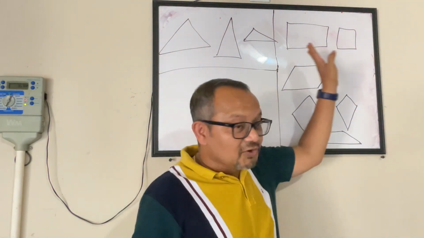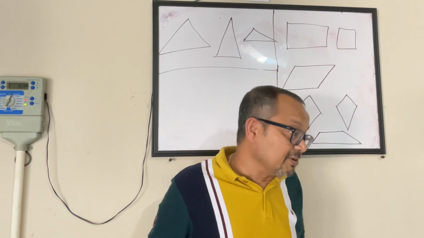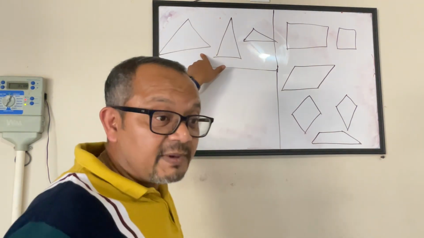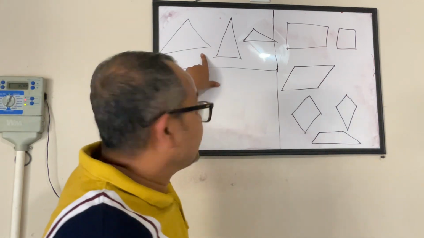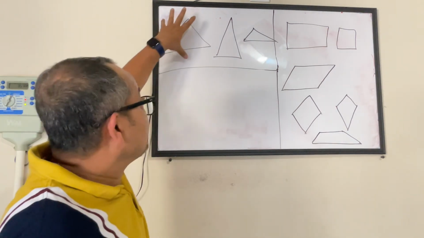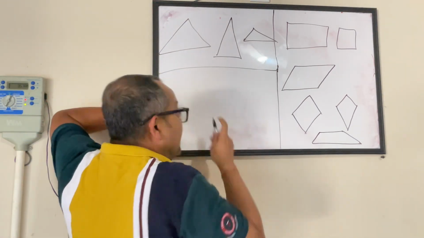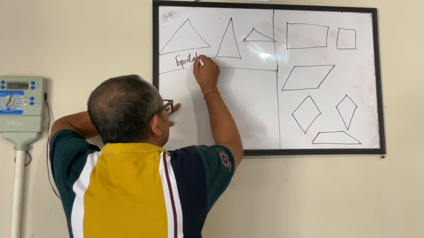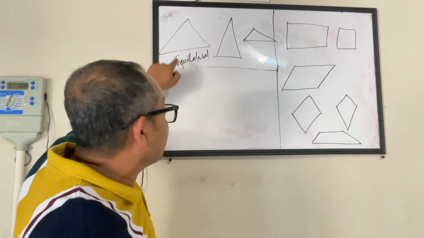So if you don't know the properties of the shapes and you are trying to deal with them, you are in trouble. Now let's look at the properties one more time. Everybody here in the class, on the board, here. This is an equilateral triangle where all the three sides are same. When I say equilateral triangle, all the three sides are same.